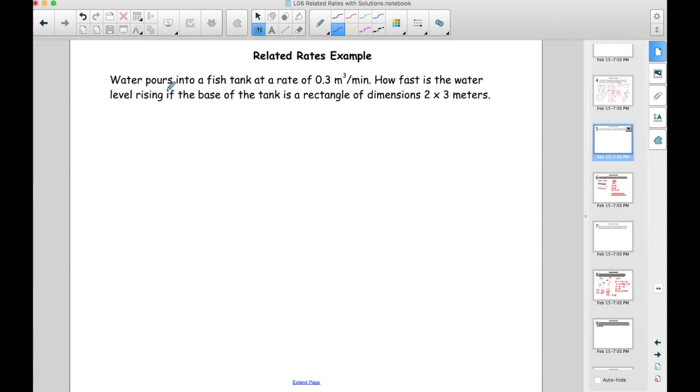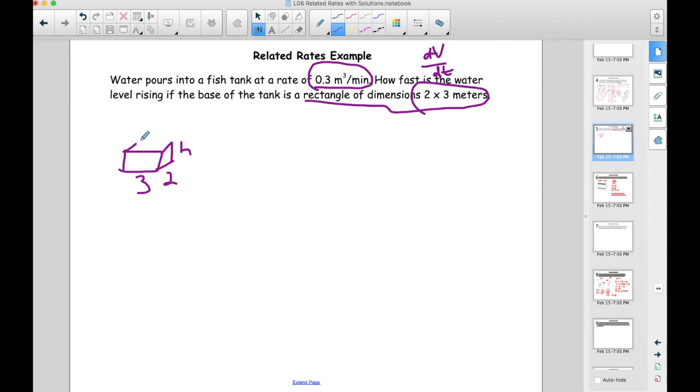So the next problem is talking about water being poured into a fish tank. I'm going to take a look at that. The clue I'm going to get from that, cubic meters per minute, this is dV dt. So they've given me a d volume by time. That's a clue that I'm going to need to use a formula for volume. It has a rectangular base that's 2 by 3. So you sort of have this rectangle here, 3 by 2, and you've got a height. That's probably enough to get you started. So set up your formula for the volume of this particular thing.